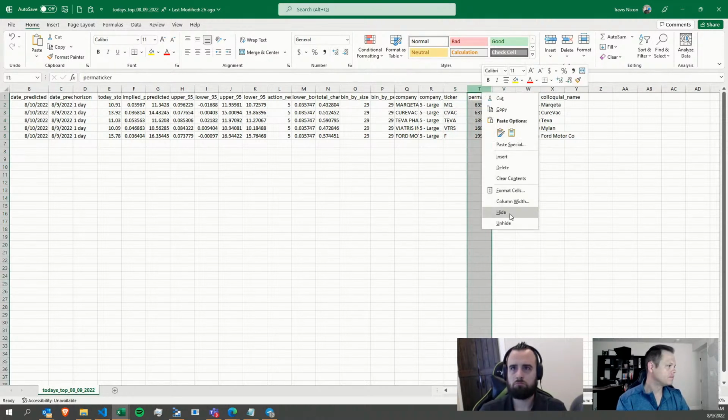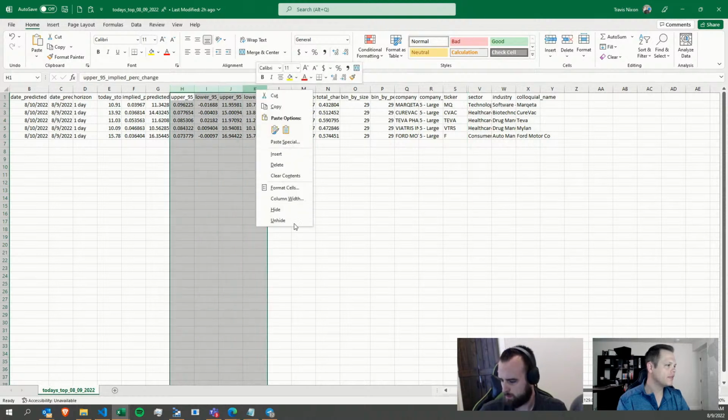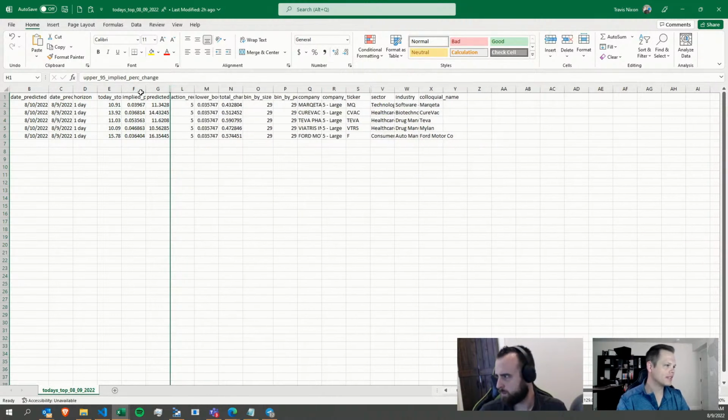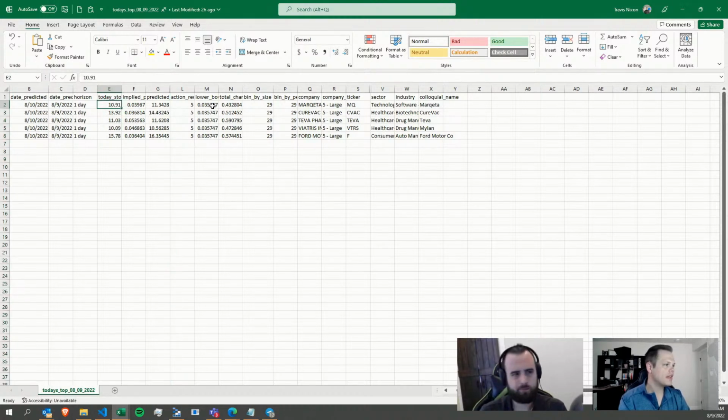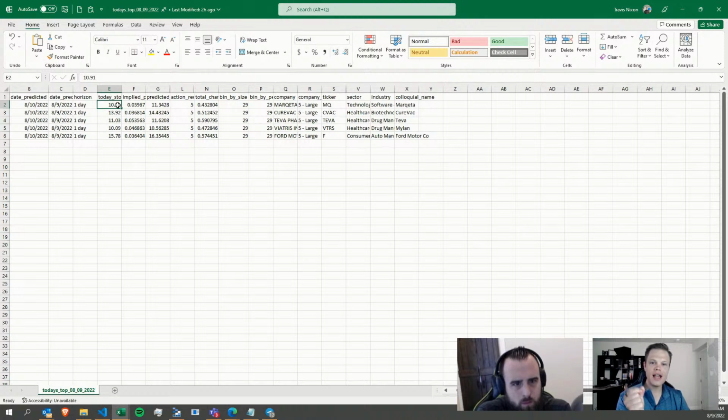So let's just simplify things a little bit here. We have our upper and lower 95s. We're going to make an episode about that because that's an interesting story right there. This price, so the percentage that we're basing this off of, this price is yesterday's close. The closing price at 4 o'clock yesterday.